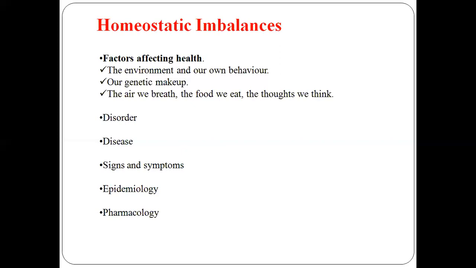Scientists have also developed some terminology. The science that deals with why, when, and where diseases occur and how they are transmitted among individuals in a community is known as epidemiology. Pharmacology is another term, which is the science that deals with the effects and use of drugs in the treatment of disease.